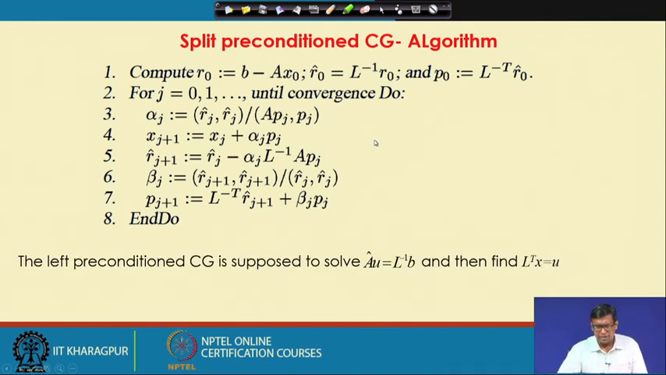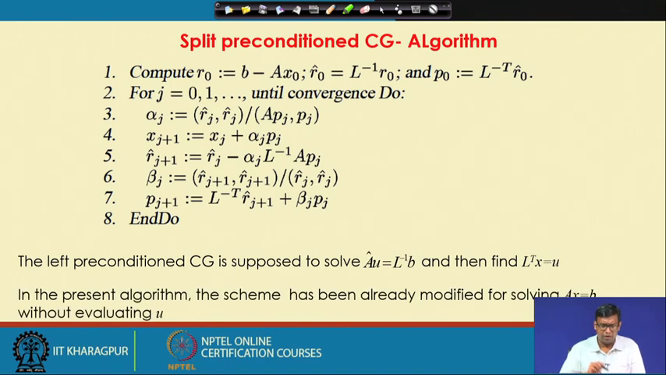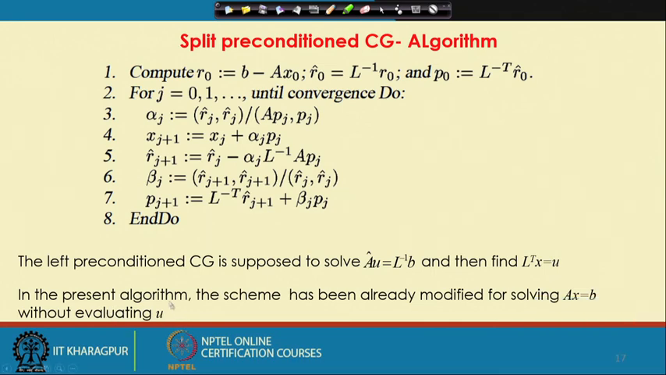The left preconditioned CG is supposed to solve A tilde u is equal to L inverse b, and then find L transpose x is equal to u. However, in the present algorithm we are not explicitly evaluating u. Rather, it is modified to solve A x is equal to b. So, it is taken care of that both these sets of equations are solved together by the way we are defining r tilde and p and then using this p to update x. Both these equation systems are taken care of, so we are not solving them separately.